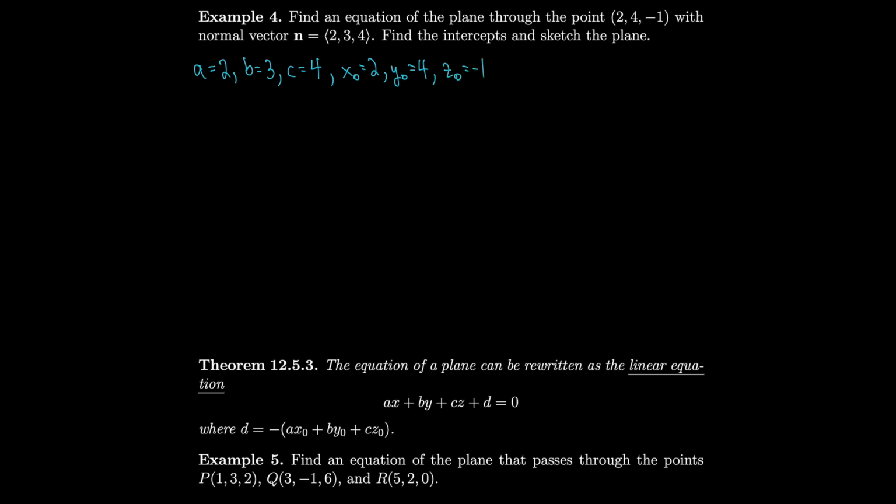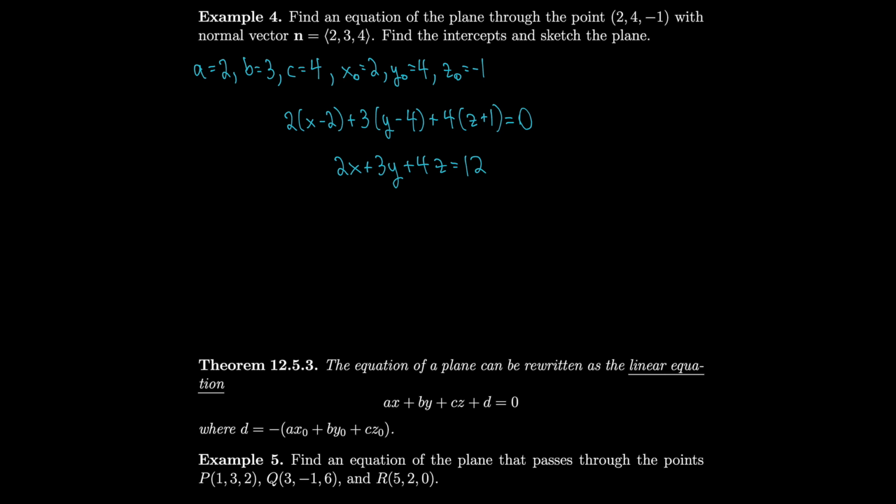So the equation for our plane is A, which is 2, times x minus x naught, which is also 2, and B times y minus y naught, so 3 times y minus 4, plus C, which is 4, times z minus z naught, which is 1, so minus 1, so minus 1 is plus 1. And that is equal to 0, because the dot product is equal to 0. So we can distribute and get 2x plus 3y plus 4z equals 12.